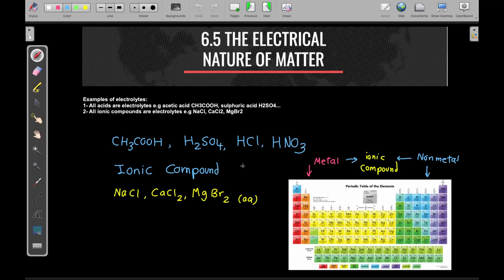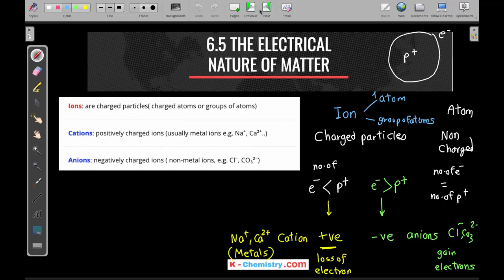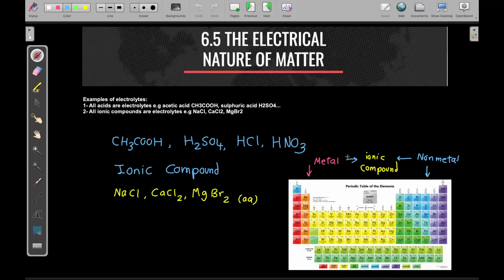Let's remember what ionic compounds are. Ionic compounds are compounds made from a metal and a non-metal. If you have the periodic table, an element on the left side of the periodic table is a metal and on the right side is a non-metal. When you join them together, you form an ionic compound. This ionic compound usually conducts electricity and it's an electrolyte.